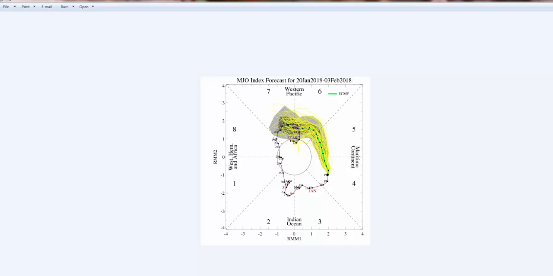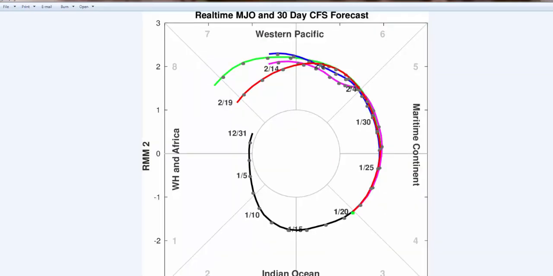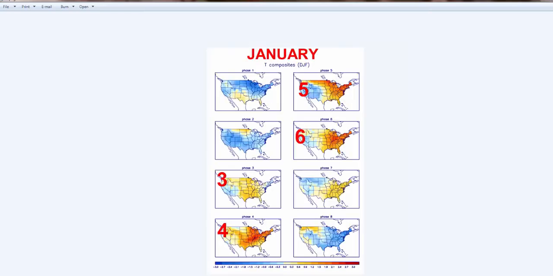That's the European model. Now, some of the extended European model, this is the European monthly, and for the 19th, you can see it does go into phase 8 by the middle of February. Okay, well, that's good. Well, what does that mean? Well, this is the extended one run by Kyle McRitchie, yeah. And you can see that he also shows in mid-February, it goes into phase 7 and then phase 8. Now, what does that mean?